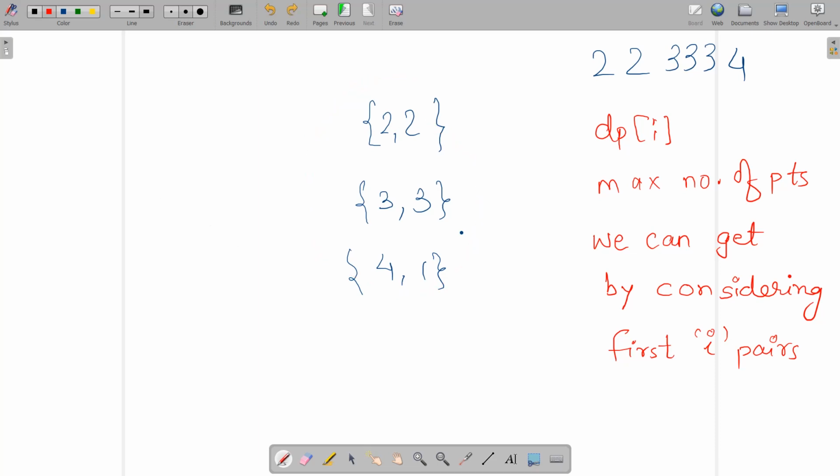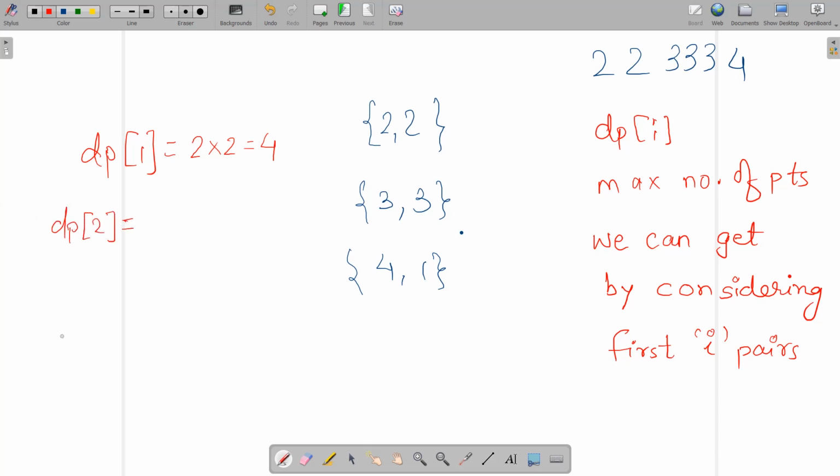Okay, so just tell me one thing, what is the value of dp of 1? So dp of 1 will be, if you consider only this pair, so there are 2 elements and each of the elements can be chosen in a separate operation. So your answer will be 2 into 2, which is 4, right? Now comes the value of dp of 2. Now here is the tricky case.